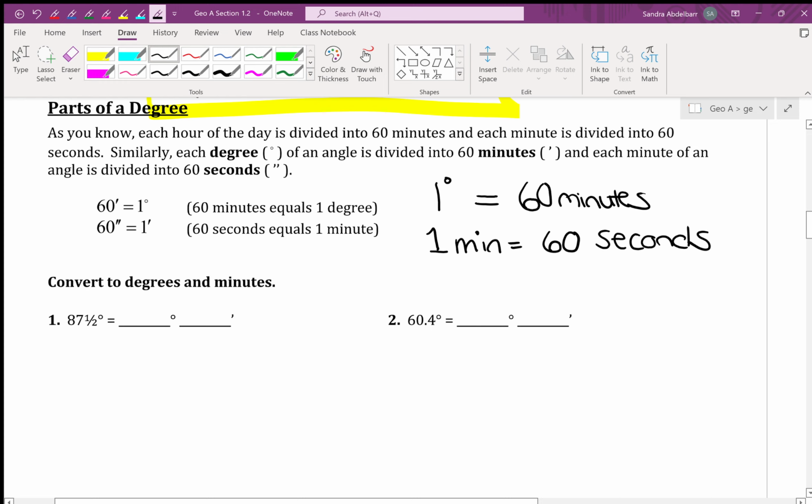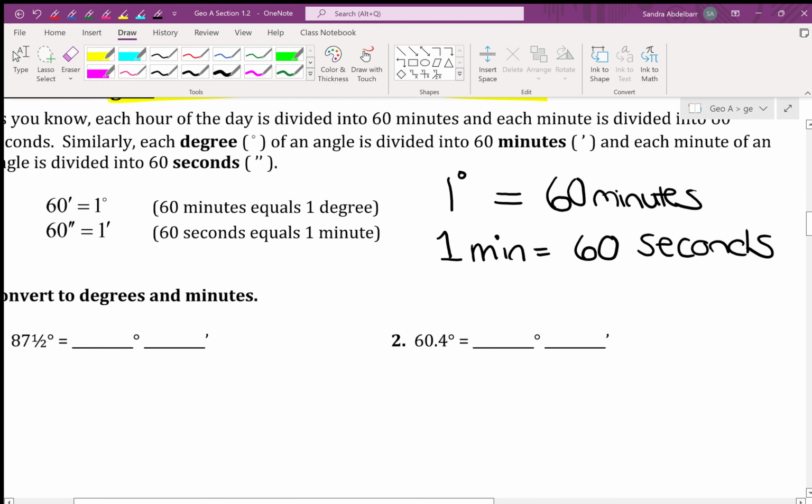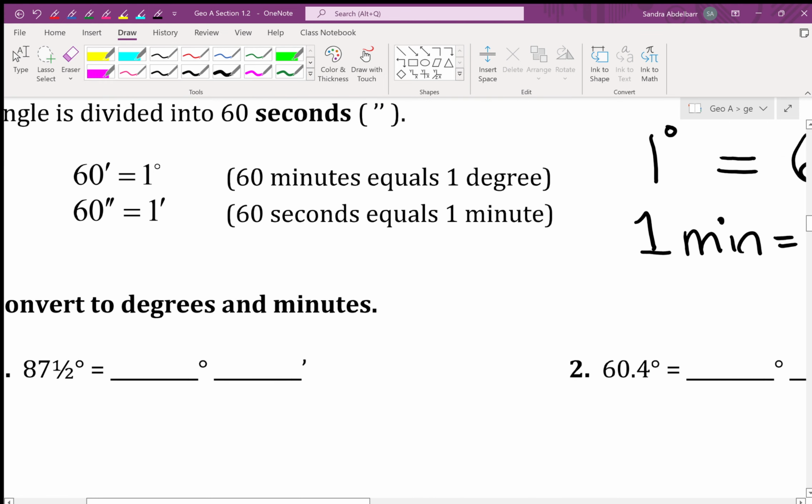And there's symbols for degrees, minutes, and seconds. We all know the little circle in the top corner represents degree. Right? That's a degree. 1 slash by the number represents minutes, and 2 slashes represents seconds.